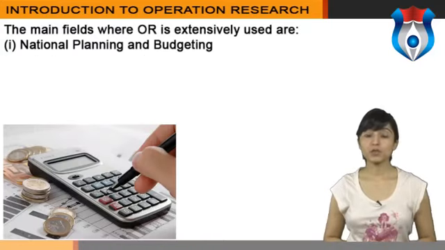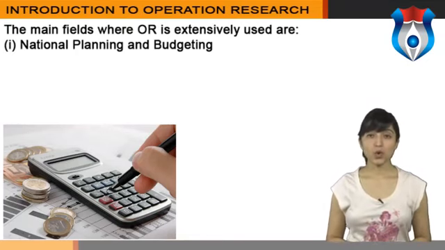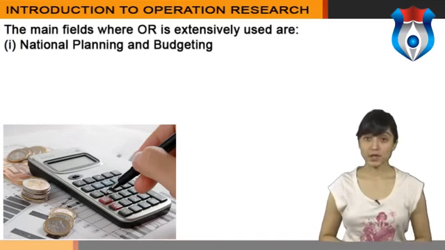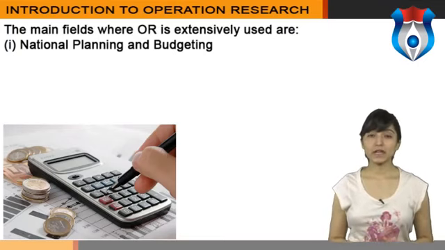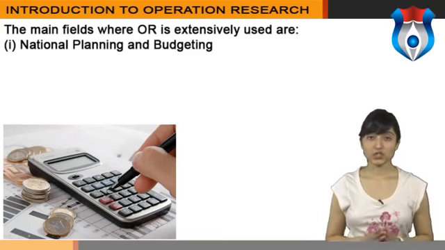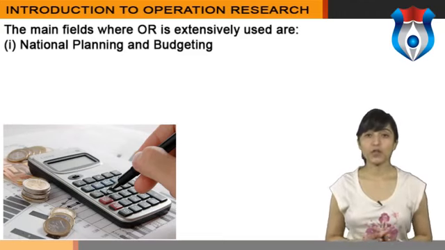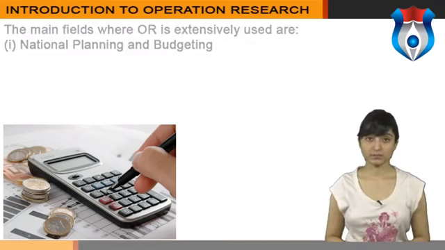The main fields where OR is extensively used are national planning and budgeting. The OR is used for preparation of 5-year plans, annual budgets, forecasting of income and expenditure, scheduling of major projects of national importance, estimation of GNP, GDP, population, employment and generation of agriculture yields, etc.